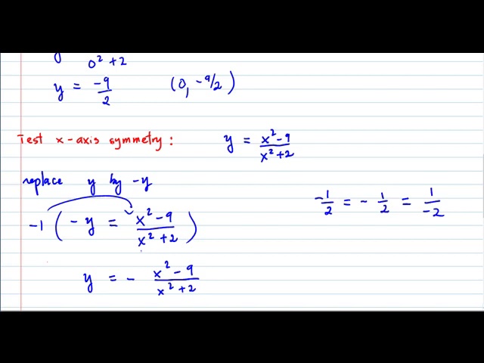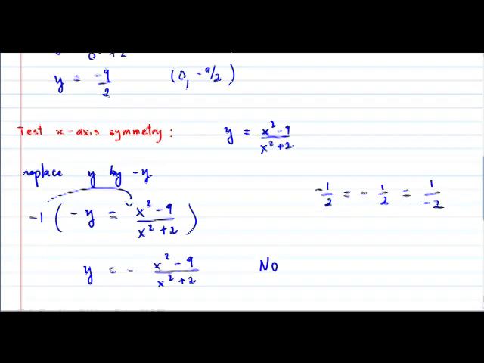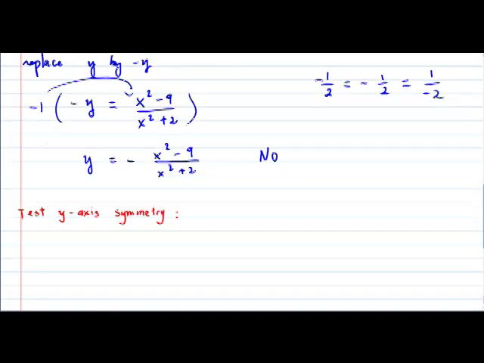Then you ask yourself, does this result look exactly like what I had before, the given equation? The answer is no. This is a positive fraction, and because you have a minus here, that makes this fraction negative. Therefore, the result is not the same as the original equation. So the answer is no, meaning this equation has no x symmetry. Next, test y symmetry.